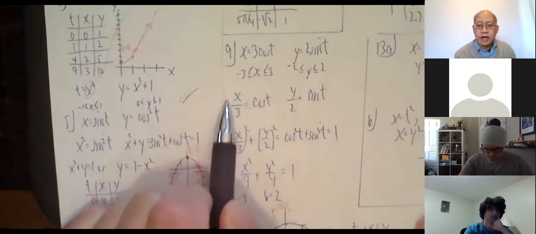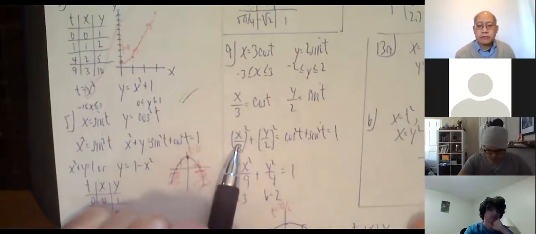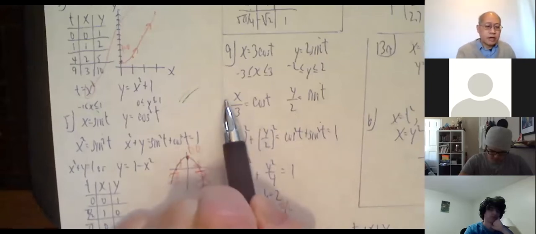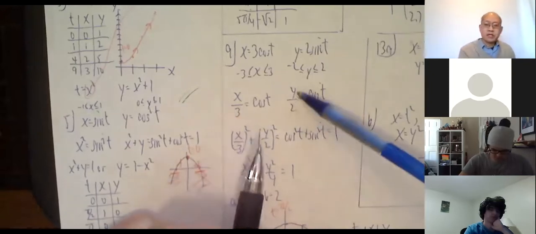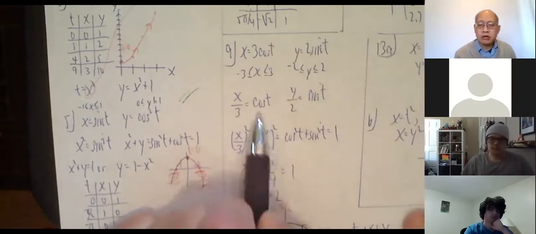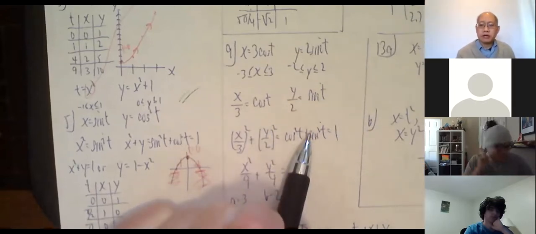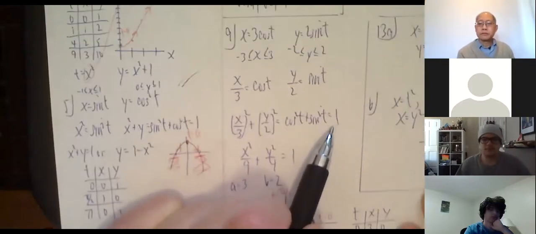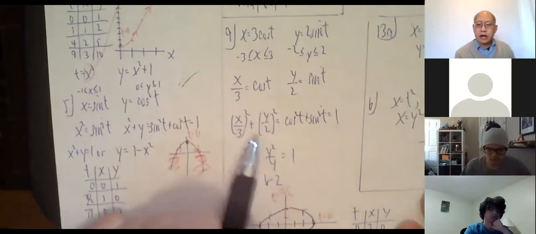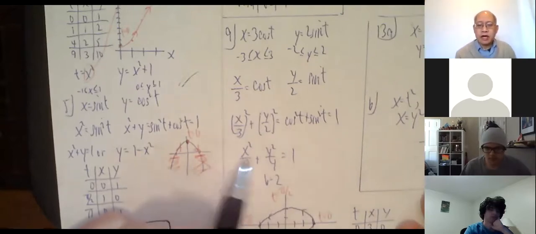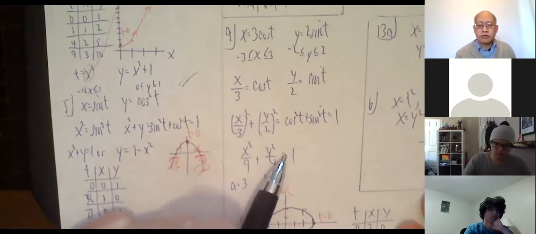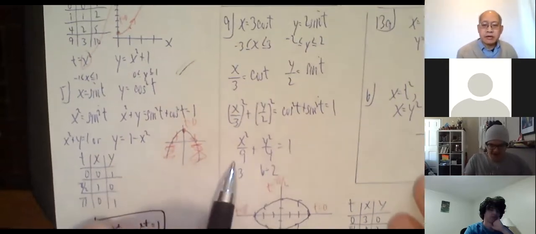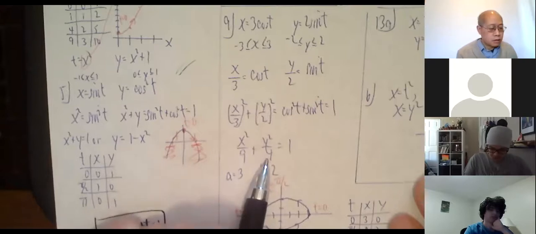So notice what I did. X over 3 squared plus y over 2 squared. Okay. This thing squared plus this thing squared. That's going to be cosine squared t plus sine squared t, and there it is. Now I can just change that to 1. So this is 1. Now I can just clean that up a little. X squared over 9 plus y squared over 4 equals 1. And we recognize that as an ellipse, because there's a plus. A is 3, B is 2, and so on.